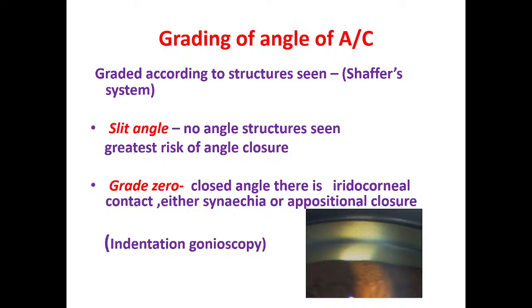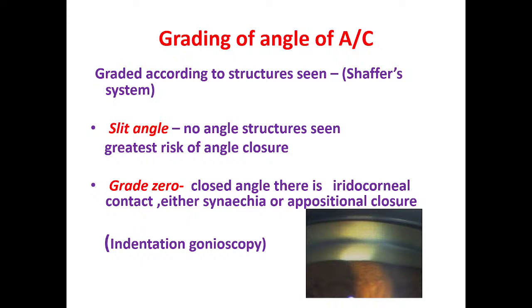Do gonioscopy and see the status of the angle. That is how you diagnose angle closure glaucoma, by doing gonioscopy, because the patient may come in between attacks when IOP is normal, and a single attack will not give rise to any change in the optic nerve head, no optic neuropathy. Correct? So the patient may have both normal, but if you do gonioscopy, you can find out the patient had an attack of angle closure.